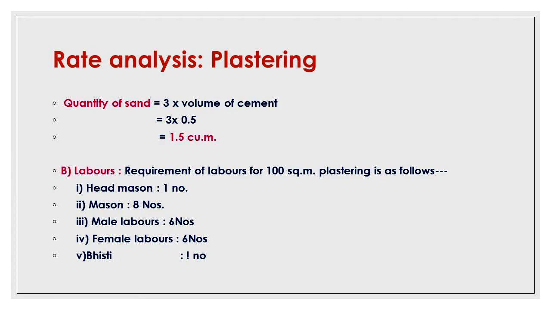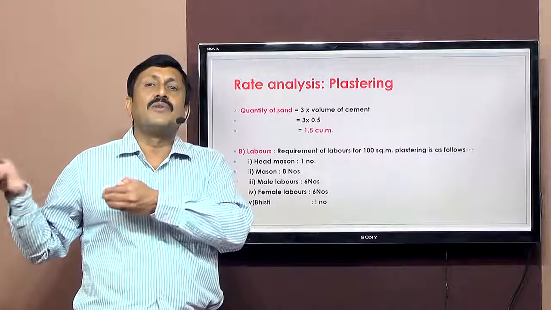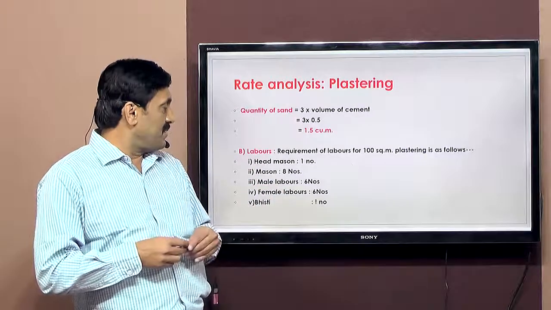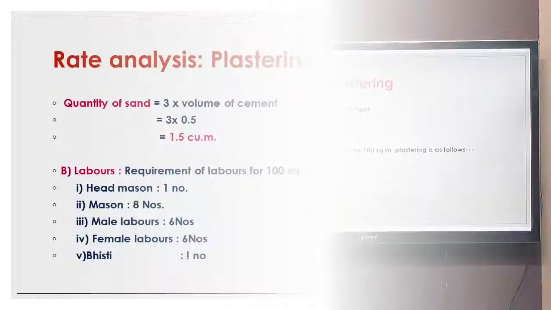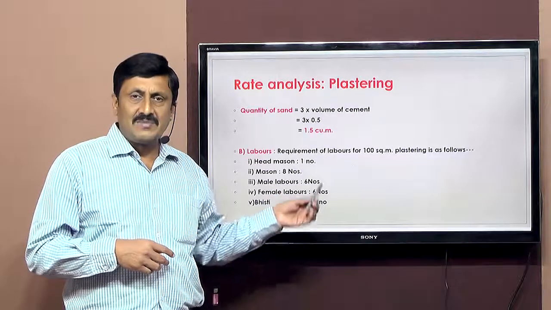Now we need labors also, so that mix can be prepared. Then the prepared mix may be transported to the site where plastering is going on. Sometimes we need some laborers to carry those cement bags from the godown to the mixing place of cement mortar. So for that purpose we definitely need some laborers, and for that we need male labor 6 and female labor 6. And bhisti, this is a category of labor who is responsible for curing of this particular construction item. So we need one bhisti. So basically the requirement of labor has been explained here.